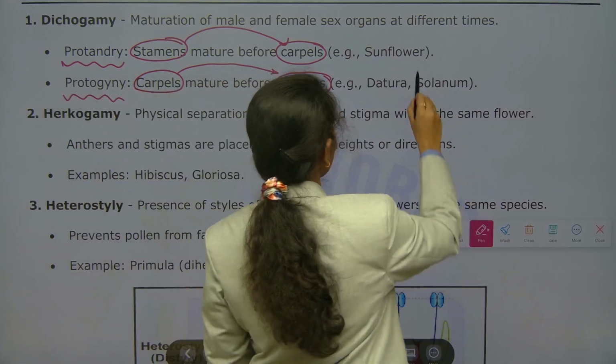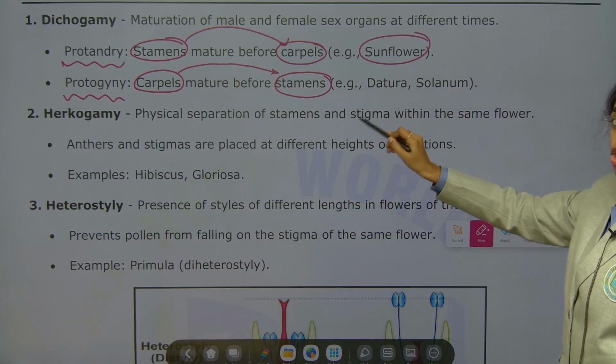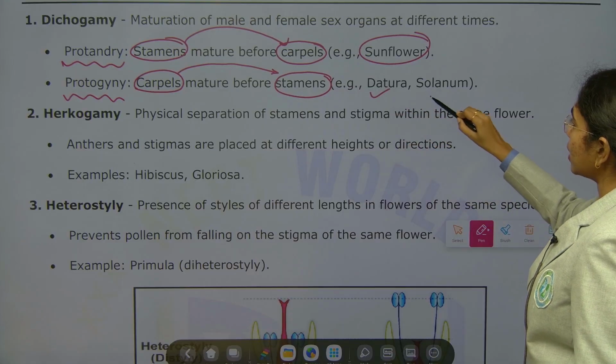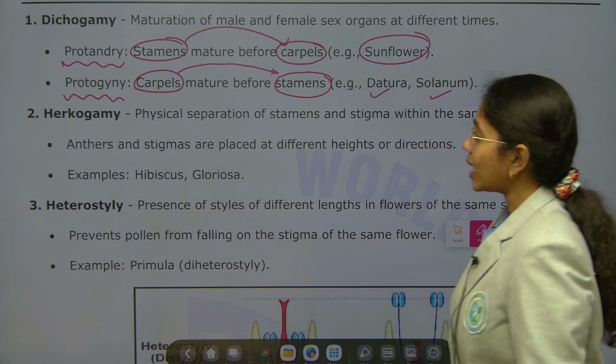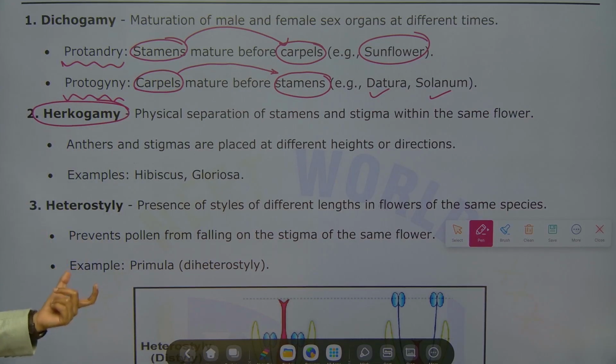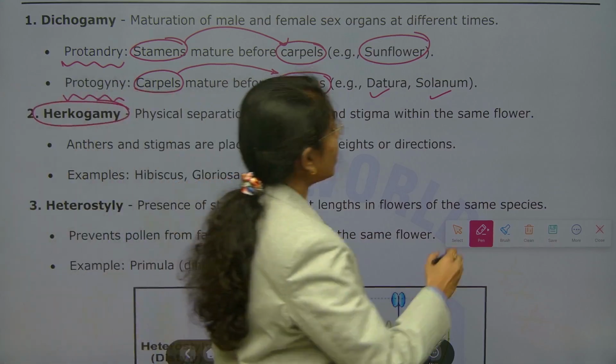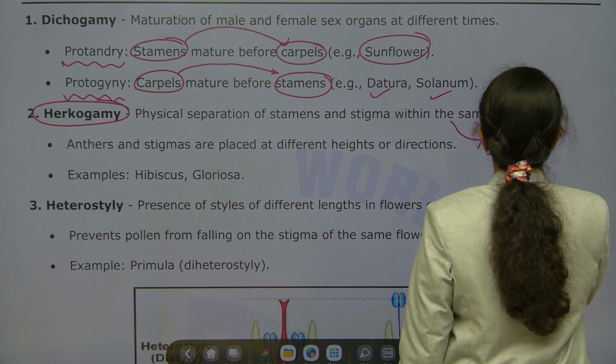Examples you can take: sunflower is the best example for protandry. Protogyny, carpels will mature before the stamens. Examples you can take are datura and solanum. Next you see hercogamy. This is physical separation of stamens and stigma within the same flower. This is nothing but spatial separation.